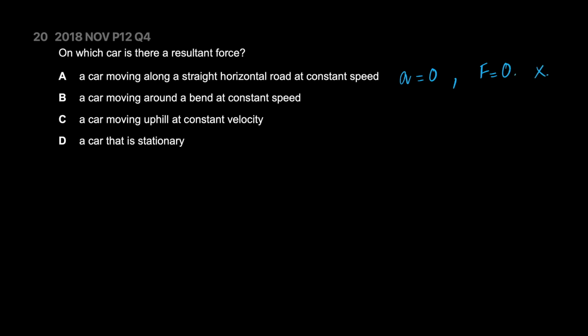A car moving around a bend at constant speed. Now speed is constant, right? So this part is out, but it's moving around a bend. That means it's turning, which means the direction of the car keeps changing. Because if the car is moving like that, a few seconds later, if it's here, it'll move like that. So there is a change in direction. You see the direction is now different.